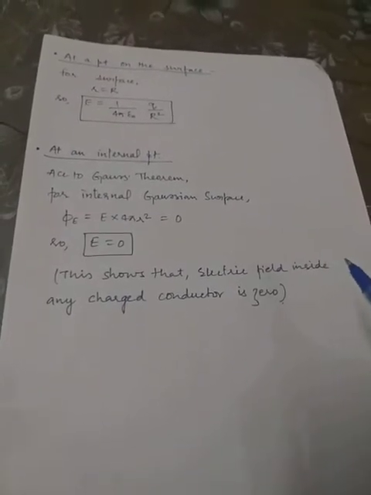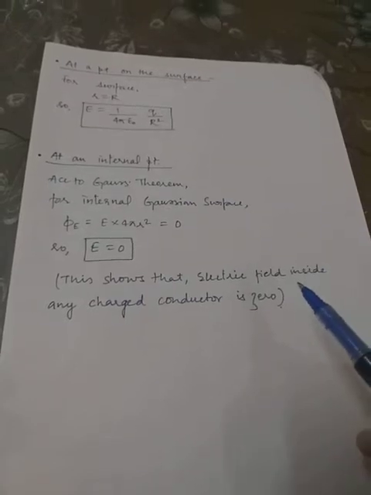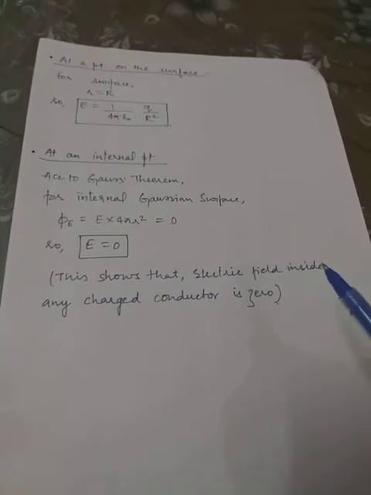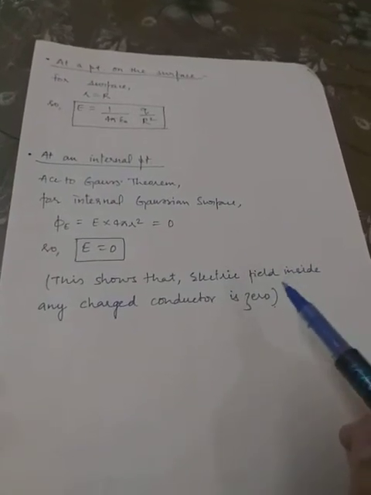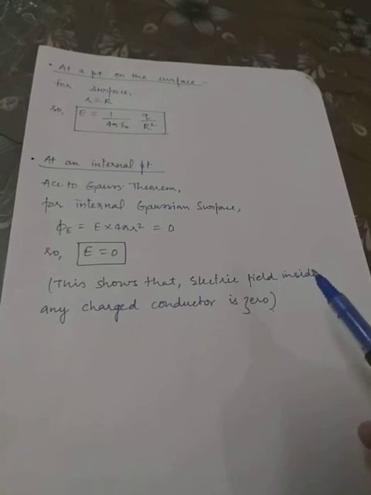Electric shielding means a place where electric field is 0. So if you want to shield anything from electric field, you can keep that thing inside any charged conductor. That is all for this derivation.